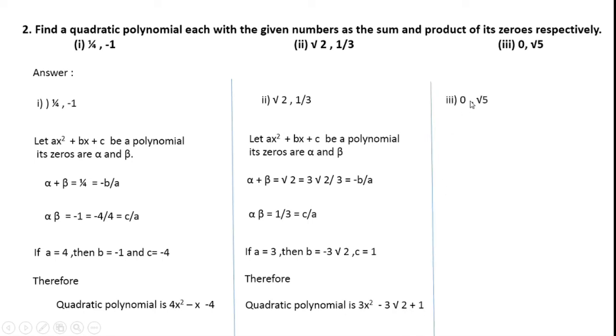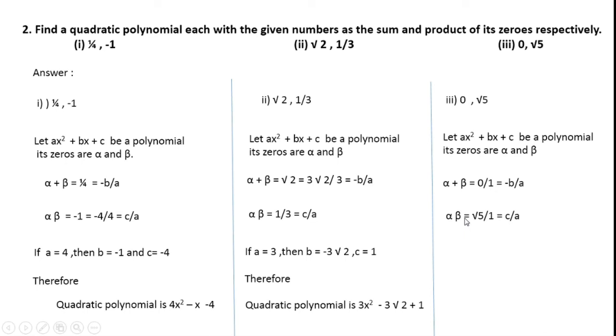The next problem is 0 and root 5. Let us consider the quadratic polynomial ax square plus bx plus c and the zeros alpha and beta. Now the sum, alpha plus beta, equals 0 by 1, which is minus b by a. See here, this 0 we can write as 0 by 1. And alpha beta, the product, is c by a. See here, root 5 by 1. From these two, a is 1. If a equals 1, then b equals 0 and c equals root 5.